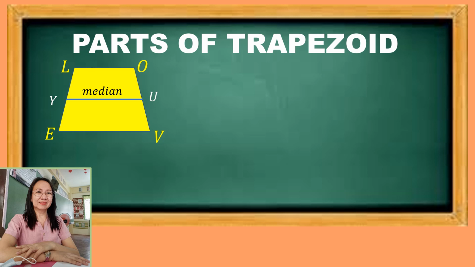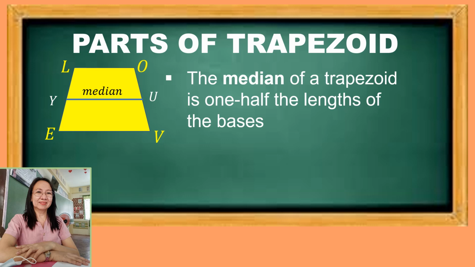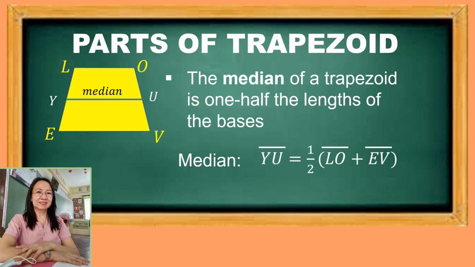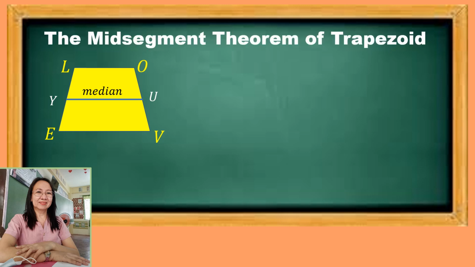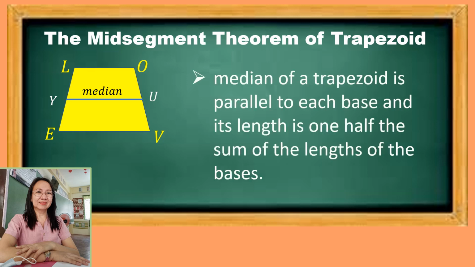Now the median has a special property to find the lengths of the bases or the median itself. There is a theorem which states that the median of a trapezoid is 1/2 the sum of the lengths of the bases. So, the median can be found using the formula YU is equal to 1/2 times the sum of the bases, which are LO and EV. Now let us name the theorem I have mentioned before, and this is the Midsegment Theorem of trapezoid, which states that the median of trapezoid is parallel to each base and its length is 1/2 the sum of the lengths of the bases.